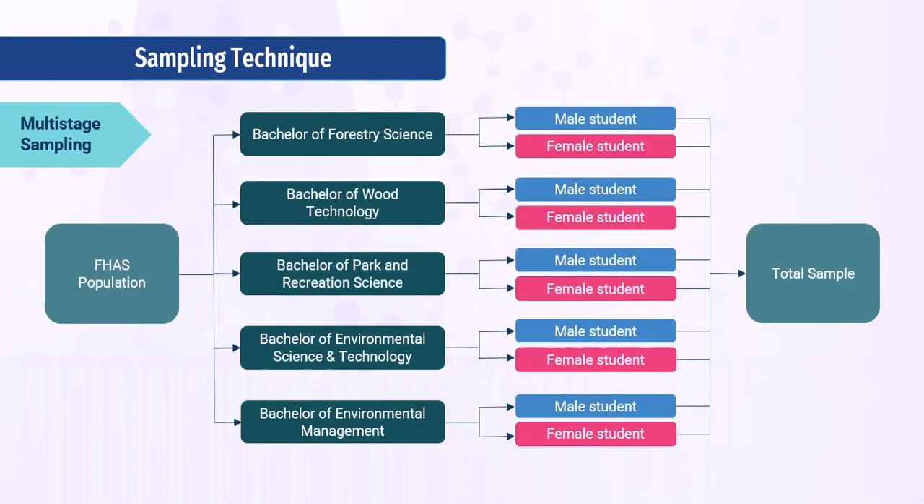Next, moving on to the sampling technique. We have decided to use multi-stage sampling since the Faculty of Forestry and Environmental Studies consists of 5 bachelor's programmes and is quite complex. Therefore, the first sampling technique that has been used is cluster sampling. We also use stratified sampling since we required both genders to be involved in our study. And lastly, we also use simple random sampling.